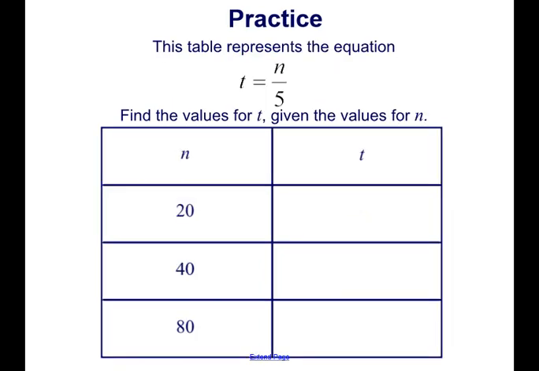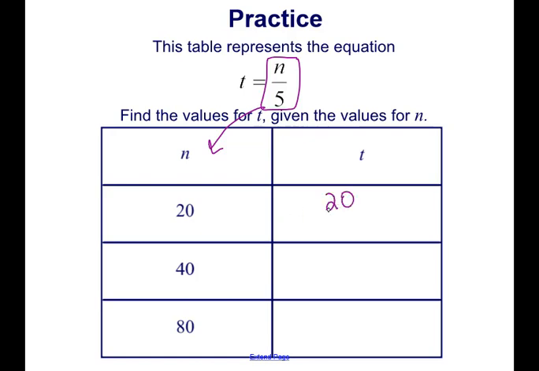Let's do another one. We have now the table representing the equation t equals n divided by 5. So we want to find the values of t for the given values of n. We're using the rule n divided by 5 with these given input values of n. So to find t, we would first have an input of 20.